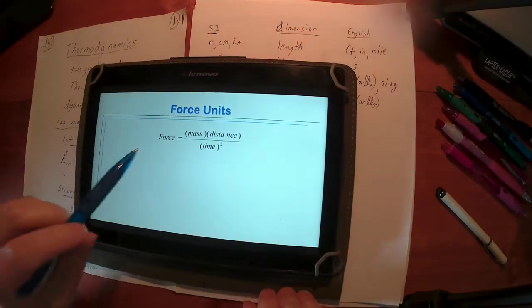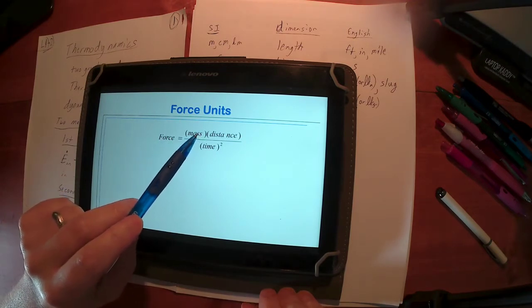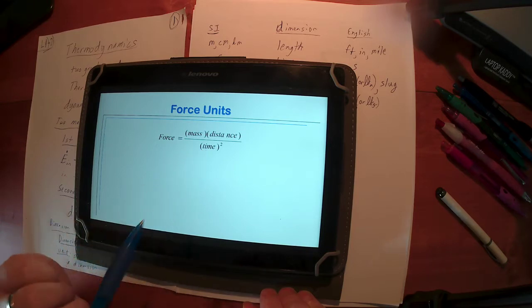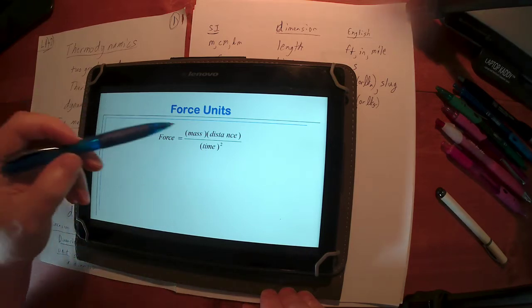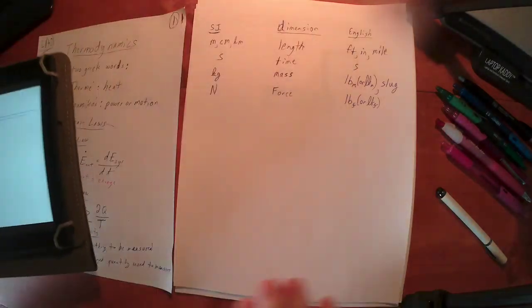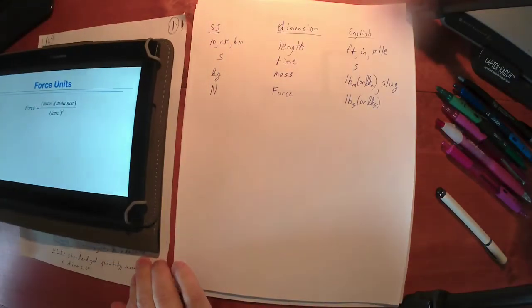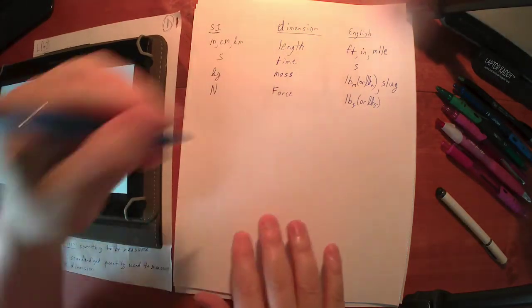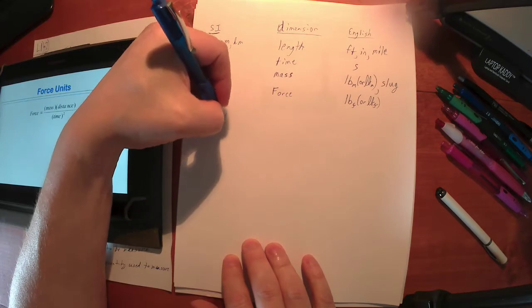So remember, from physics, force, of course, is the product of mass, distance per time squared. I don't know why there's a space there, but that's just how it's displaying on my tablet. Mass, distance per time squared. Force is a complex dimension. It is a combination of multiple other dimensions. So if we talk about the Newton, right?